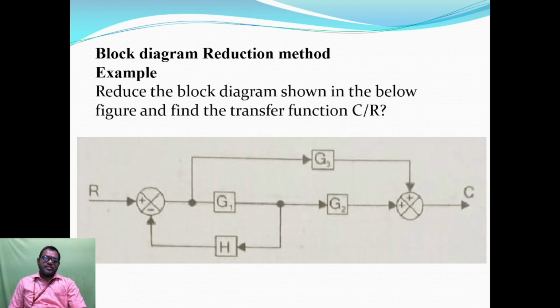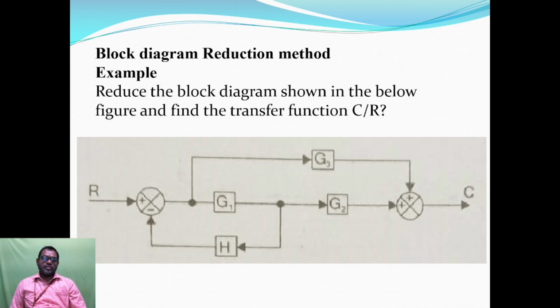Next we are going to see an example for block diagram reduction. By using these rules we have to apply them in this example. Example 1: reduce the block diagram shown in the below figure and find the transfer function C by R. C means output, R means input. So this is the diagram which is given. G1, G2, G3 are blocks, and there are two summing points and only one feedback, near the G1 block. So this is the given example.